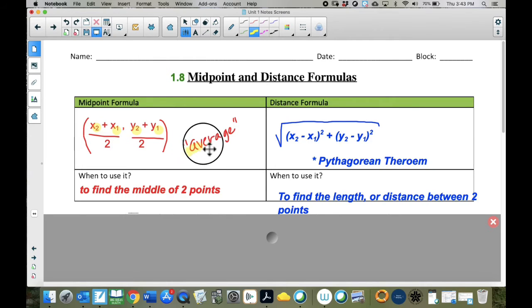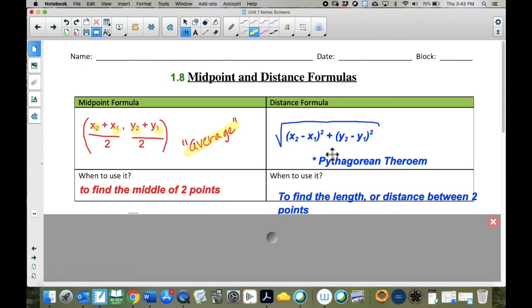Then I want you to understand all we're really doing is averaging these together. Because think about it, what's the middle? Isn't the middle like the average, kind of, right? So to do that, we just average the x's and we average the y's. And that's how you find the middle of 2 points, as you take the average.